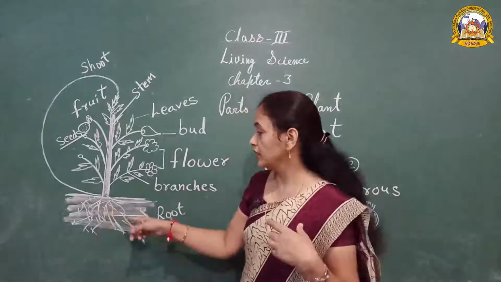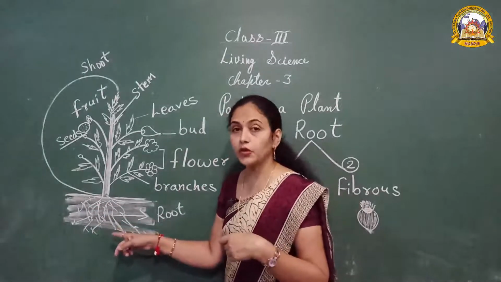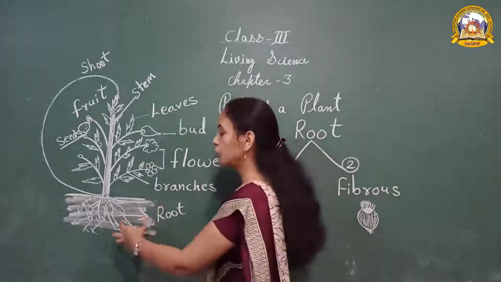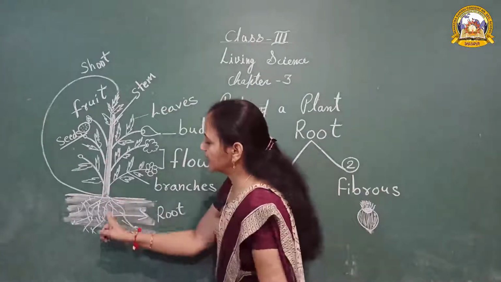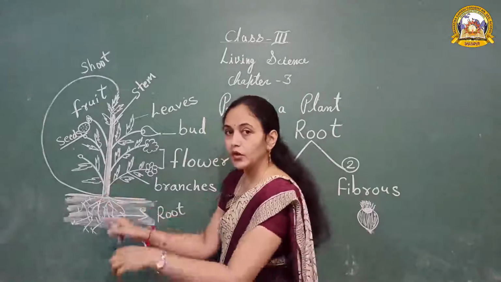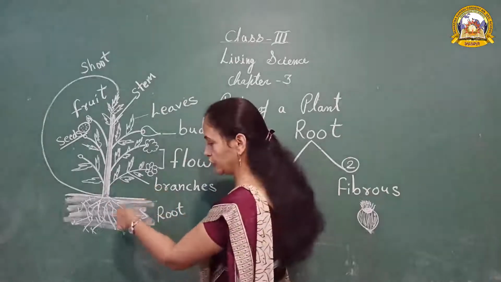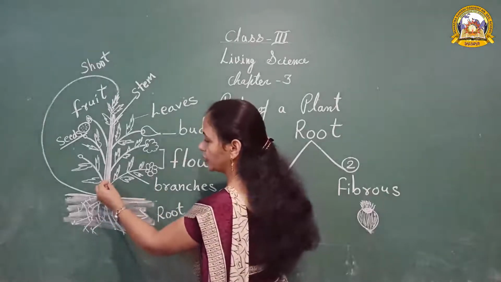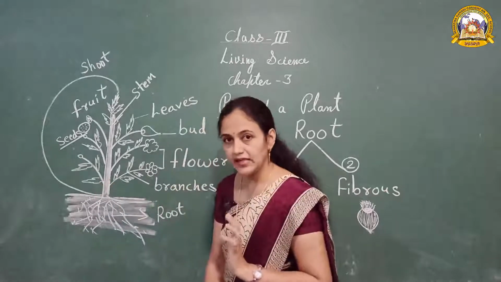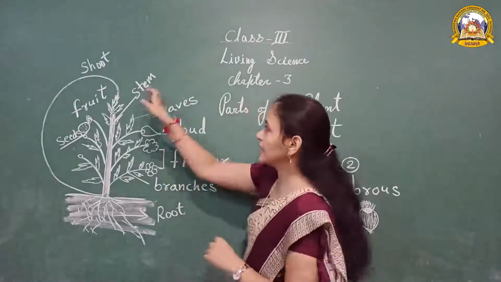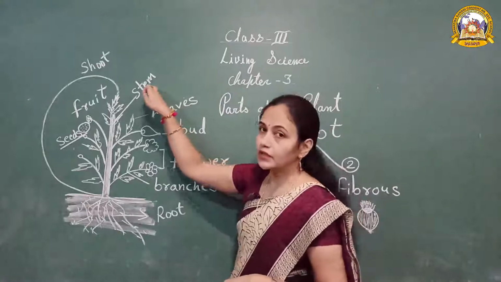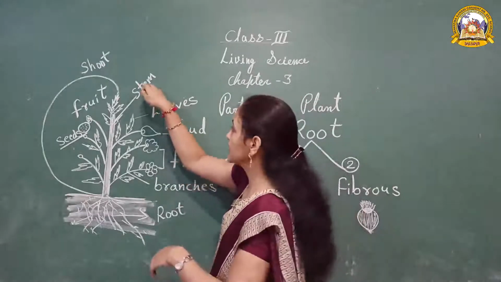Now look here. What is the function of the root? The root absorbs the water and supplies it to the stem. When we pour water to the root, the root supplies the water to the stem. Understand up to here? Now we will start the stem.